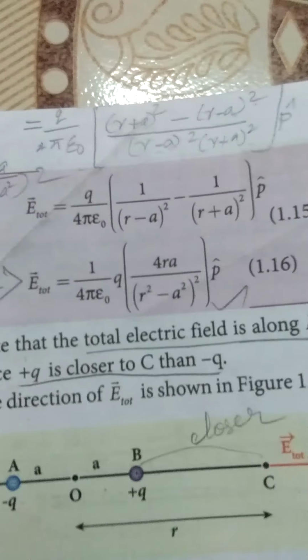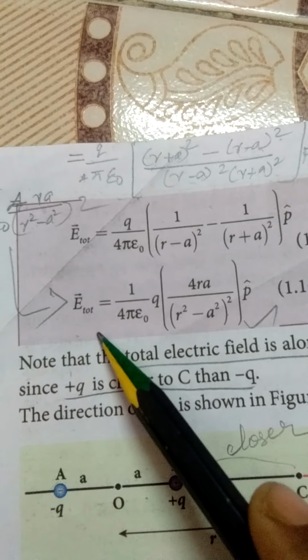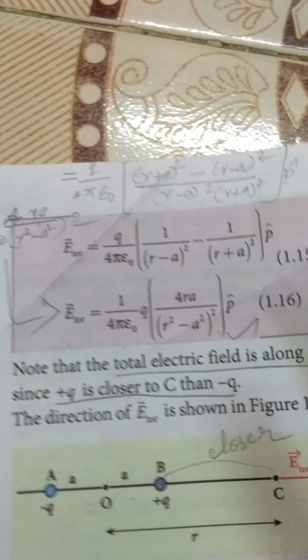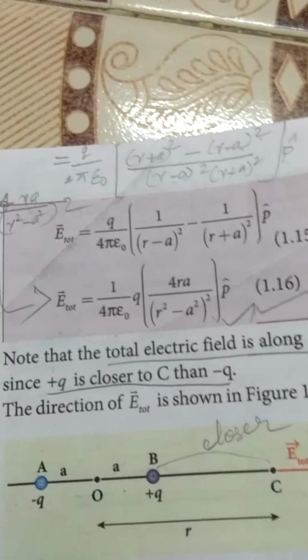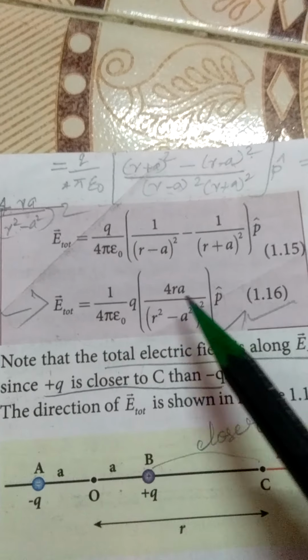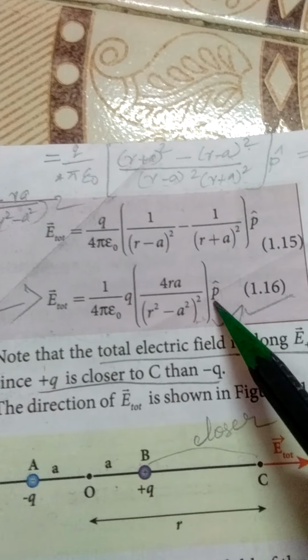Now the P cap is also there, right? So next, you see the formula. This is the total electric field value. The total electric field of the dipole on the axial line is 1 by 4 pi epsilon naught, Q times 4RA divided by (R squared minus A squared) whole squared, P cap. Okay.